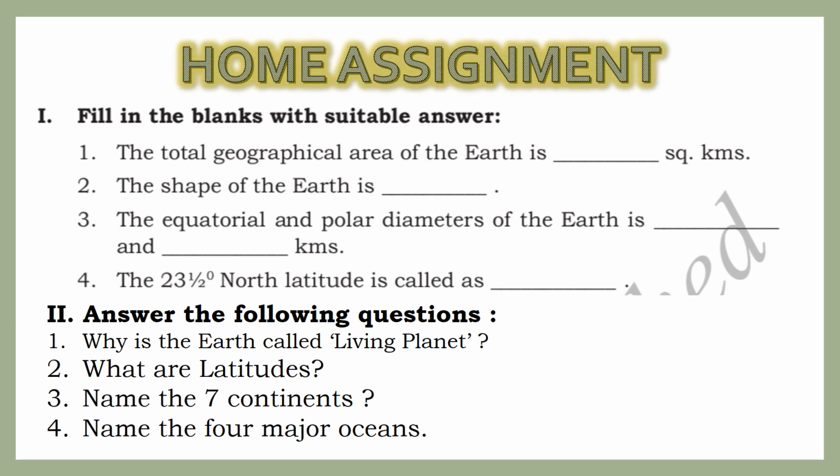You have two mains for your homework. First main is fill in the blanks with suitable answers. First question, the total geographical area of the earth is dash square kilometers. Second, the shape of the earth is dash. Third question, the equatorial and polar diameters of the earth are dash and dash kilometers. Fourth, the 23.5 degree north latitude is called dash. Understand the lesson and fill in the blanks with the suitable answers.